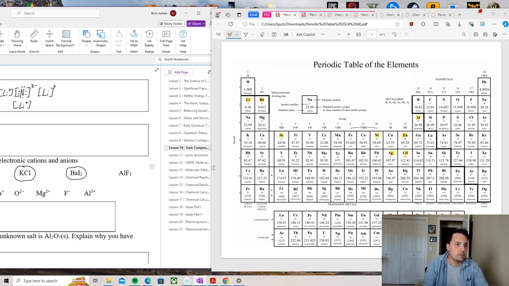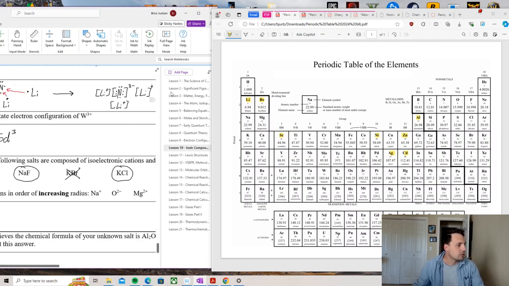And then this aluminum and fluorine, this one's an interesting one. So aluminum will lose 3 electrons, 1, 2, and 3, to be like neon. And then fluorine will gain 1 to be like neon as well. So here we have 4 different isoelectronic salts.